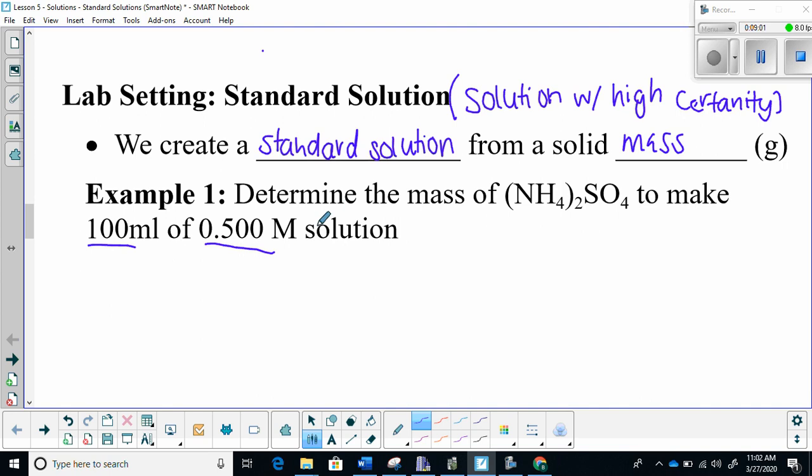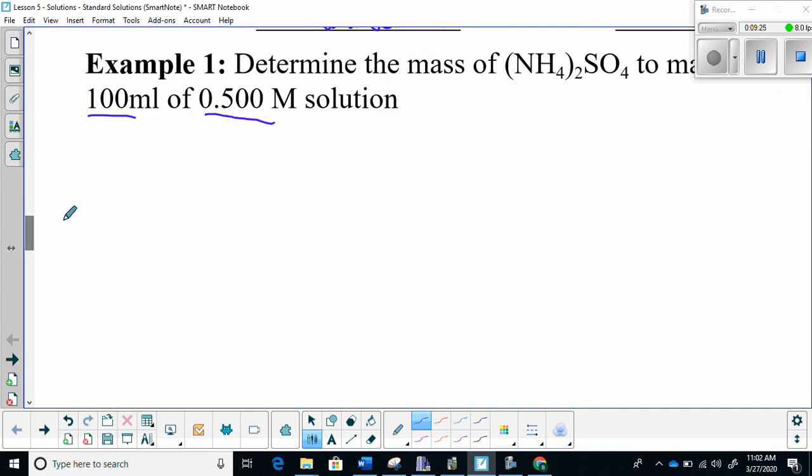Okay, so obviously when you get higher up and you do this at a higher level, you will be using scales that measure to more accuracy. In the high school level, we have a maximum of 2 decimal points on our scales. It will get us roughly close, but we won't be super certain with our precision tools, okay? So we are looking for the mass of ammonium sulfate.